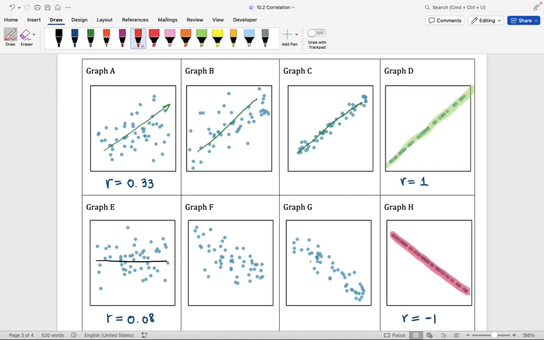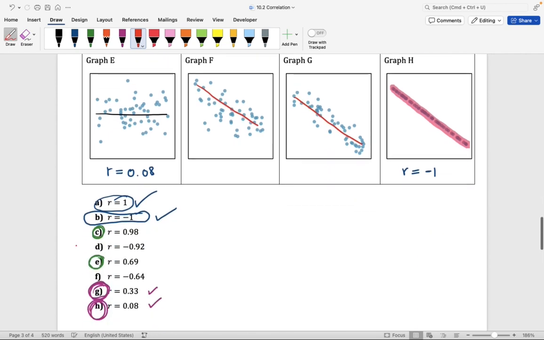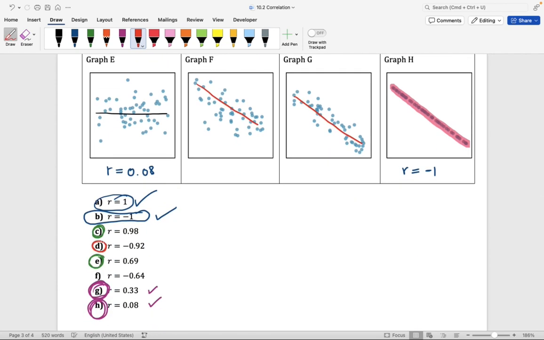Now graph F and G have a negative linear relationship. So we're expecting the R values to be negative. Notice we have two negative values left, R equal to negative 0.92 and R equal to negative 0.64. In order to decide what R value is going to be matched with graph F and G, you need to think about which of these two graphs has a stronger linear relationship. The graph that has a stronger linear relationship should have the R value that is closer to -1.